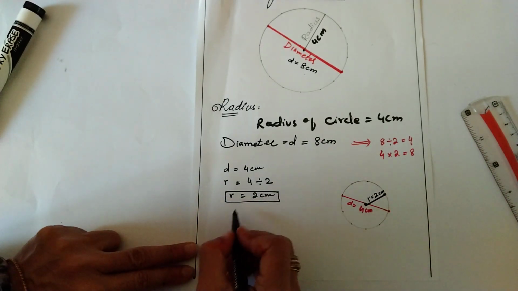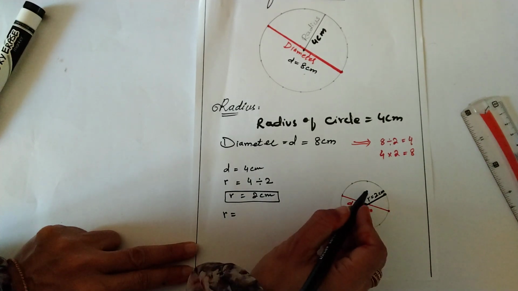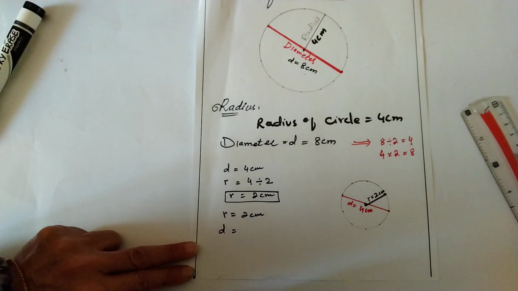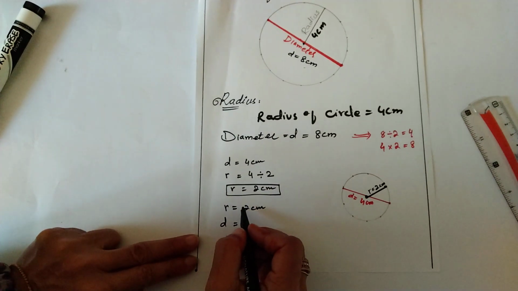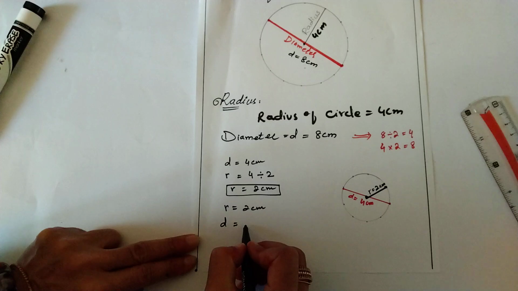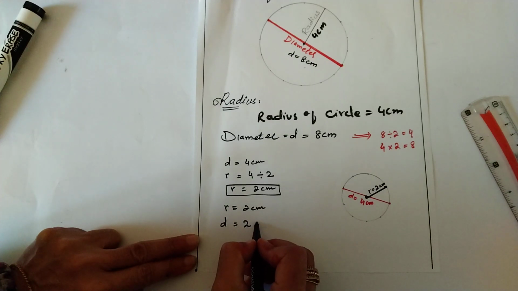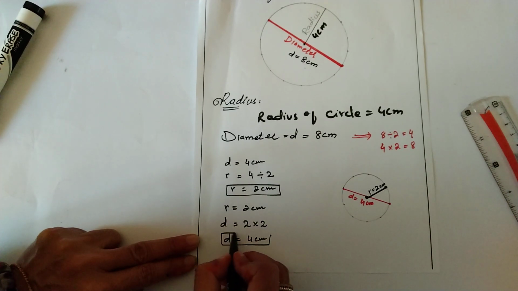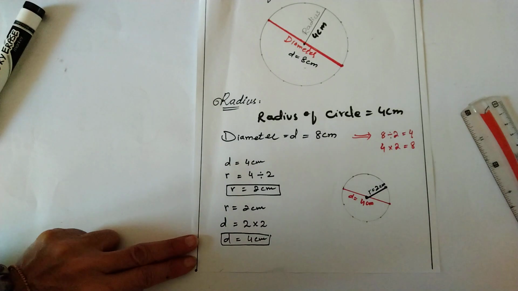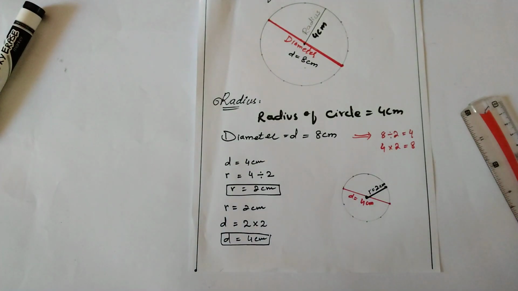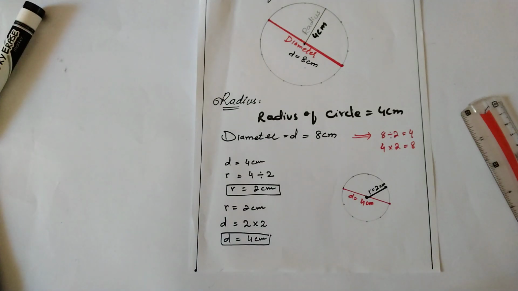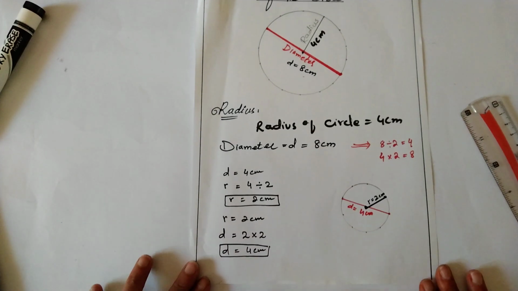And if we take the radius, as the radius is 2 centimeter, and if you want to find the diameter, you have to take the double of the radius. Double means you have to multiply this radius by 2. So 2 twos are 4 centimeter. It means the diameter is 4 centimeter. Got it?